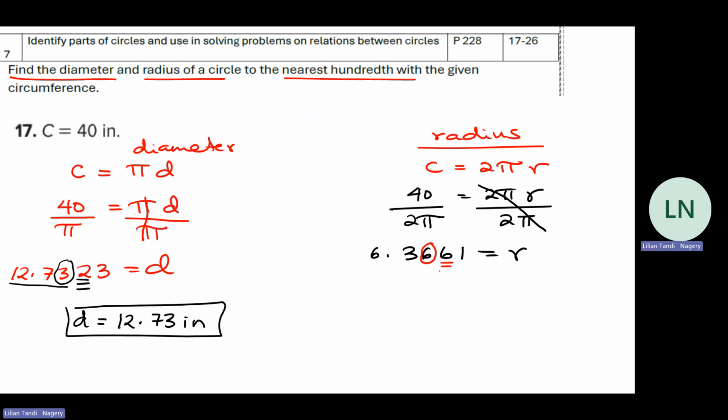Then you circle the digit in the hundredths place. You underline the digit after the circle. Ask yourself, the digit that I underlined, is it 5 or more? If you say yes, you add 1. So then approximate because you're rounding. So then you write radius equals 6.36 inches. But because you rounded, you have to use the approximate sign. Okay?